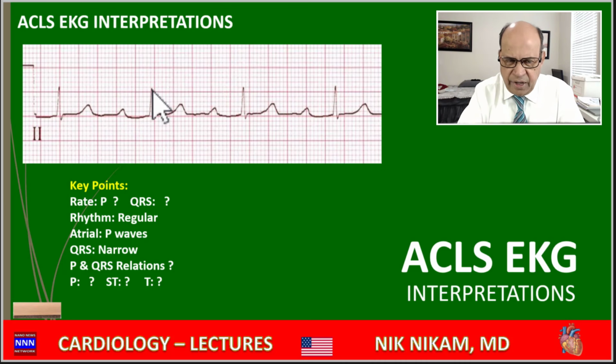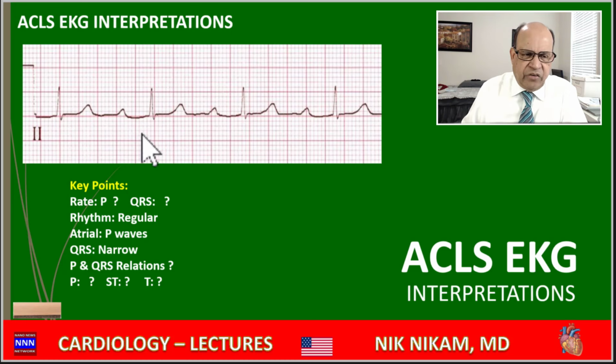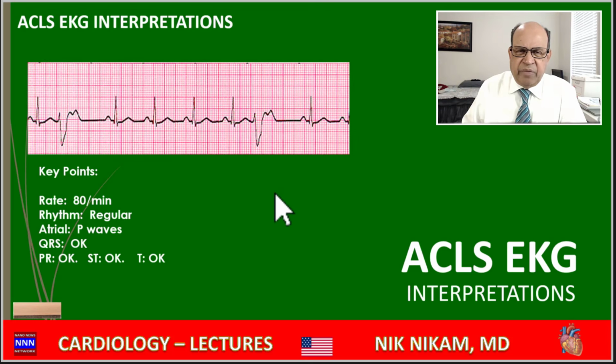We got bradycardia. In addition to that, we also have a first degree AV block with 5 plus 4, 9. That's 360 milliseconds PR interval. So we have a first degree AV block and we also have bradycardia. If these patients become bradycardic and they are symptomatic, then it needs attention.